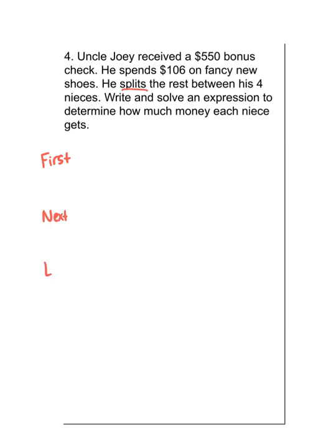So think about what's happening in the story problem the same way you would think about a story that you read for Miss Hall or Mrs. McCluskey. Think about what happened first in the story, what happened next, and what happened last. Well, we read that what happened first is that he got his check, his bonus check, for $550. Next, he spent $106 of that money. Think about what operation you could use to show somebody spending money. Do you think that would be addition or subtraction? Last, he splits the rest between his 4 nieces.